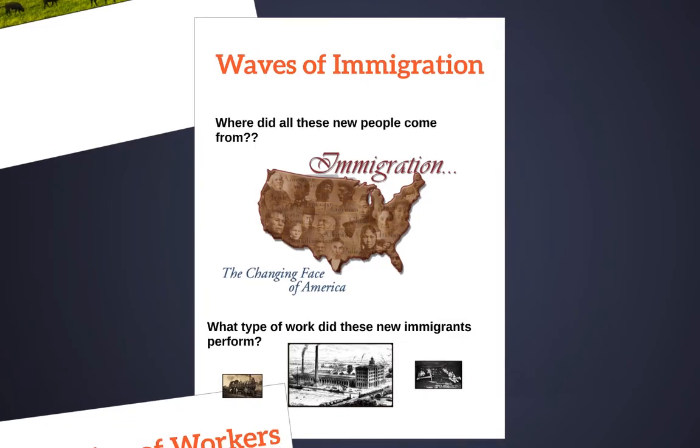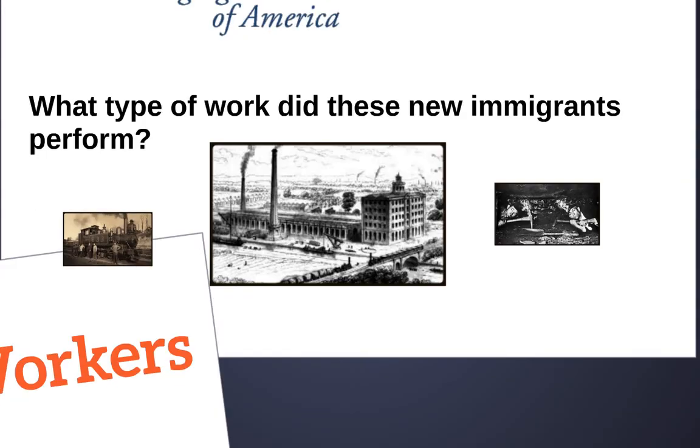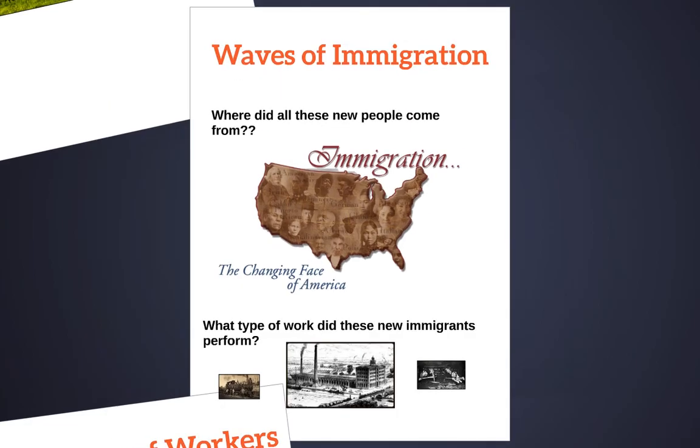We'll talk about waves of immigrants because we absolutely had wave after wave of immigrants that came from various parts of the world. And they came to America, the hope was, looking for a better life. We'll also talk about what type of work these immigrants performed when they were here. They often had the most dangerous and dirty work that was found in the Industrial Revolution, and the new immigrants did that work.